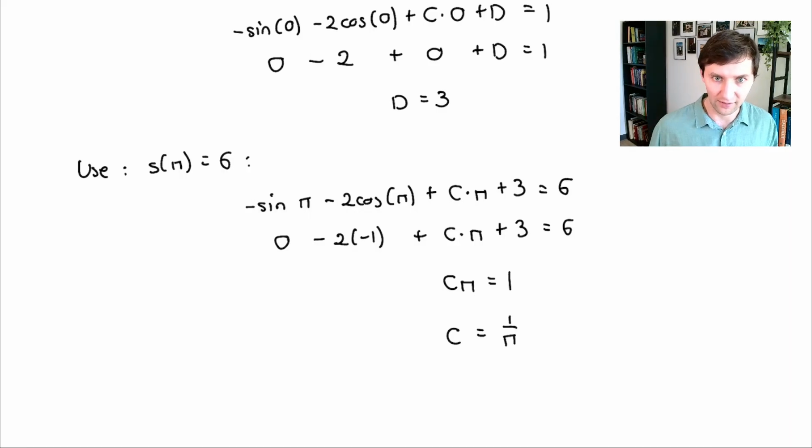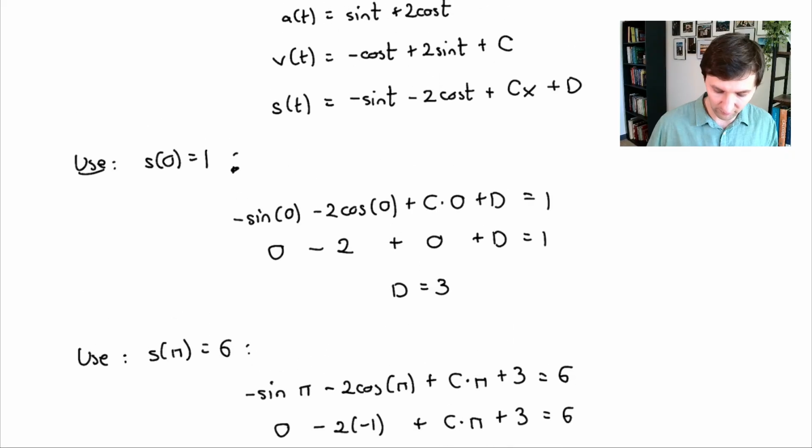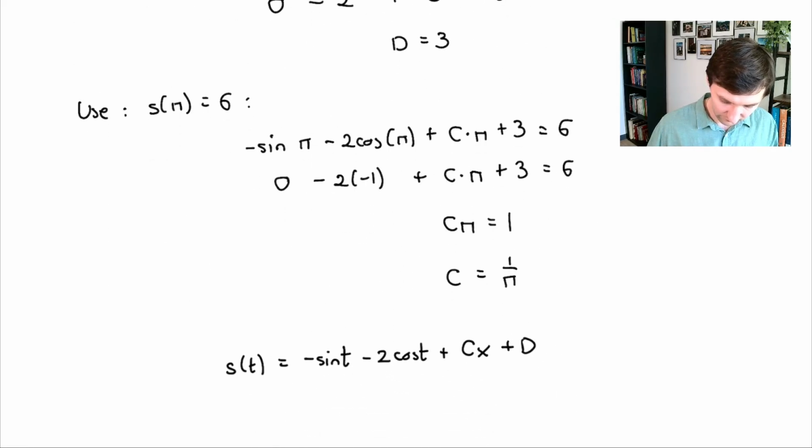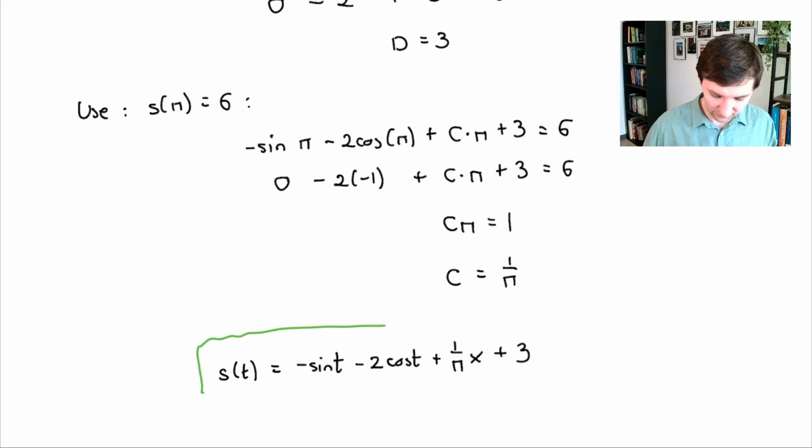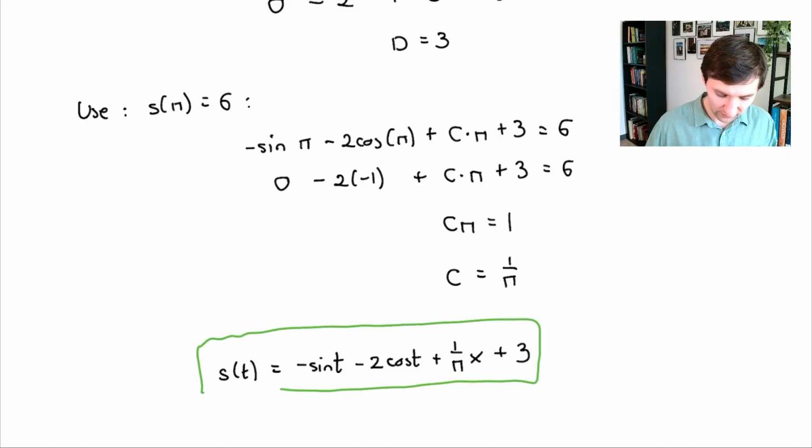Which tells you that your function is, let me copy it. That was the function here. But instead of c, I can write 1 over pi. And instead of d, I can write 3. This is my position function satisfying the two initial conditions.